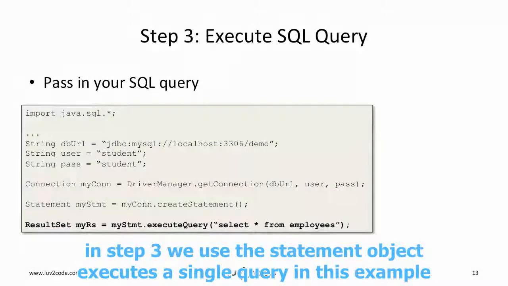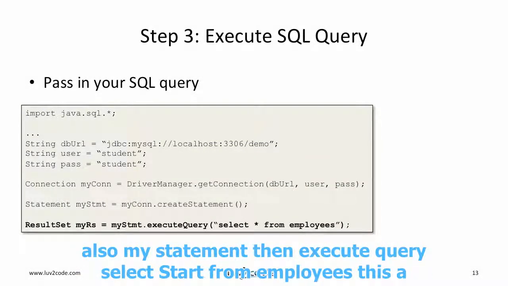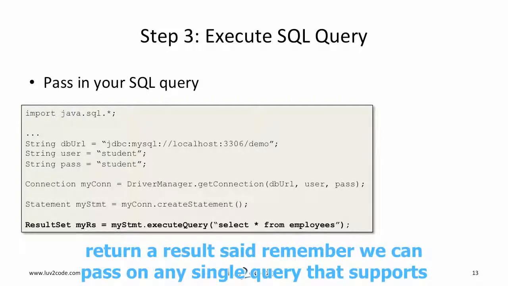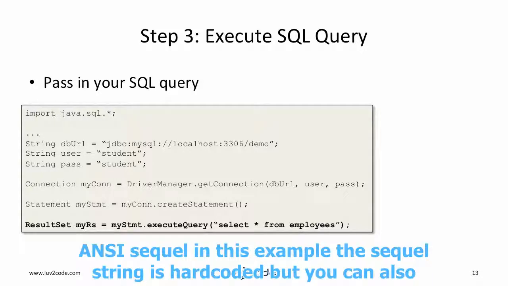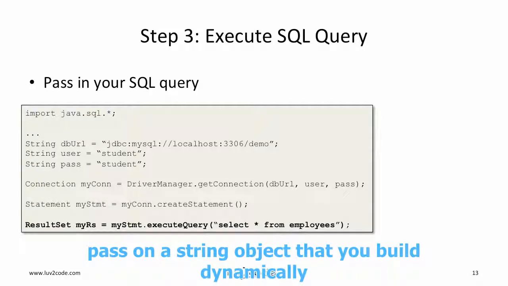In step 3, we use the statement object to execute a SQL query. So in this example, I'll say myStatement.executeQuery, select star from employees. This will return a result set. So remember, we can pass in any SQL query that supports ANSI SQL. In this example, the SQL string is hard-coded, but you can also pass in a string object that you build dynamically.